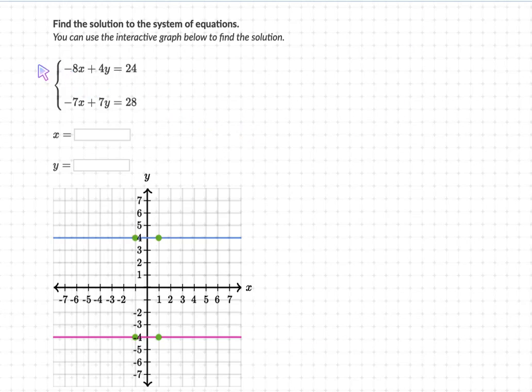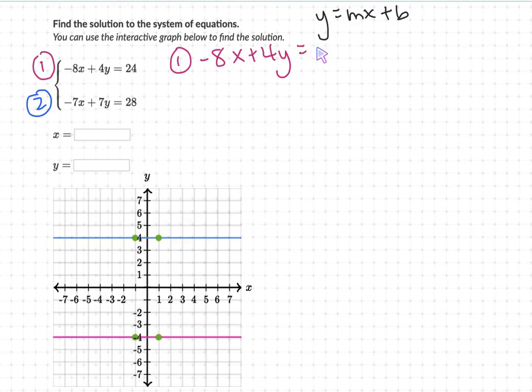All right, let me make my first one the pink one, my second one the blue one. Remember, we need to put them in y equals mx plus b form for both of them. So let's start off with my first one. That's negative 8x plus 4y equals 24. Draw my line down there.